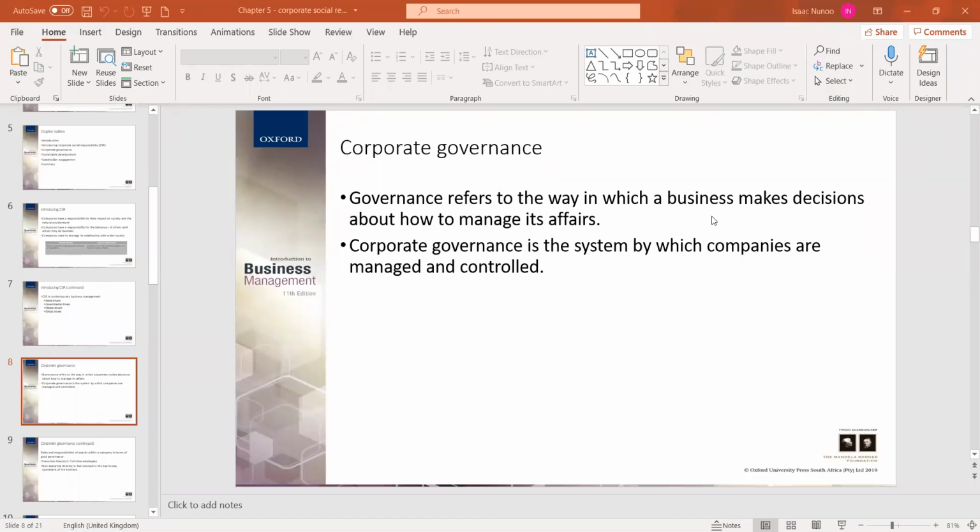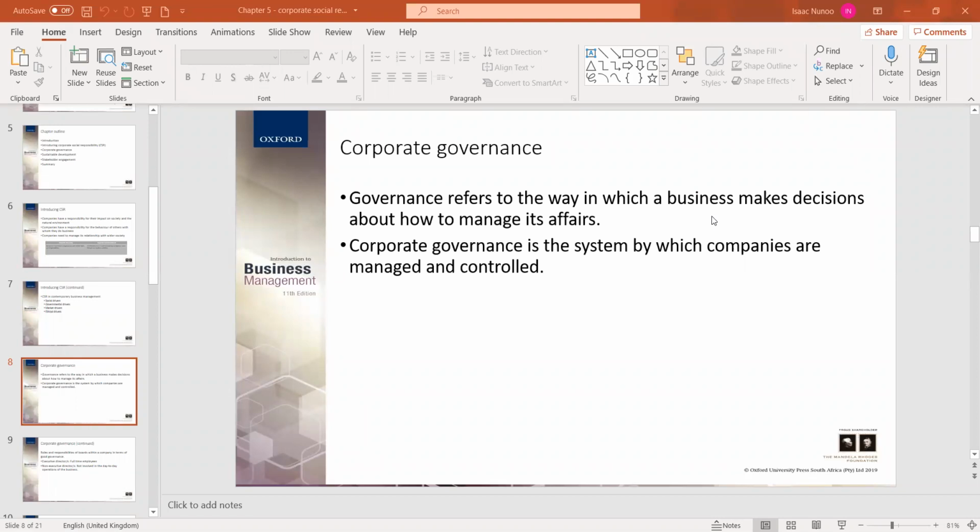Continuing our discussion on corporate social responsibility. We have dealt with what corporate social responsibility is, and I'm sure by now you understand the whole concept. But who is responsible for making sure that the corporate company is socially responsible? Basically, it's for us to focus on the governance nature of these corporate organizations.